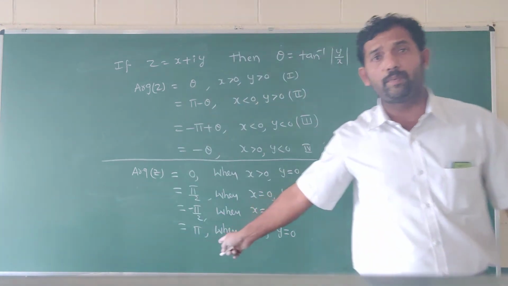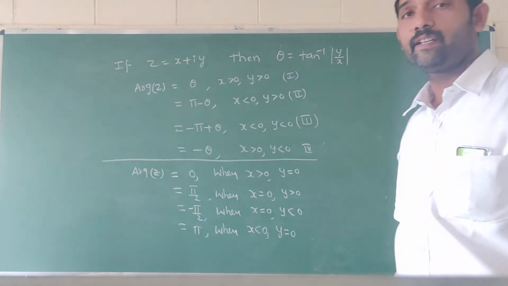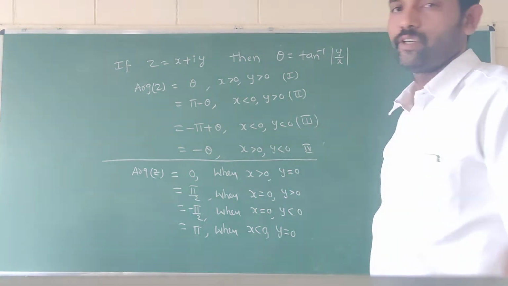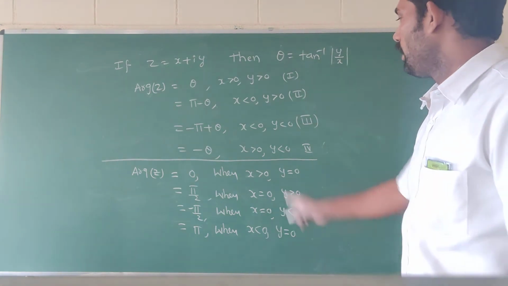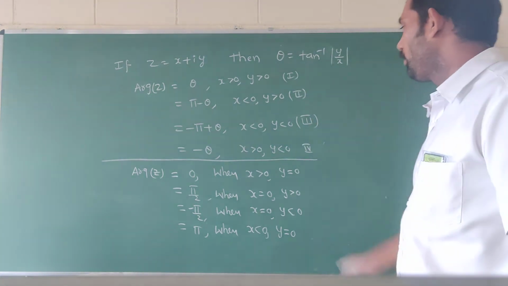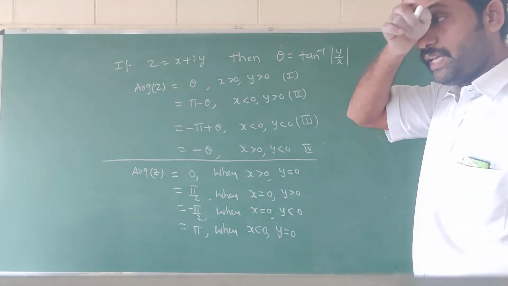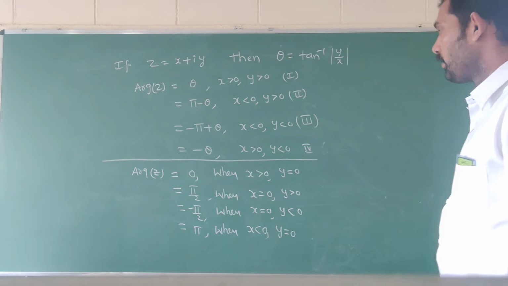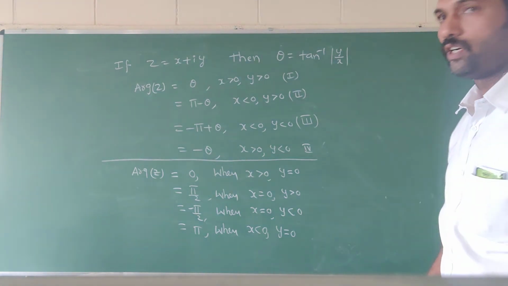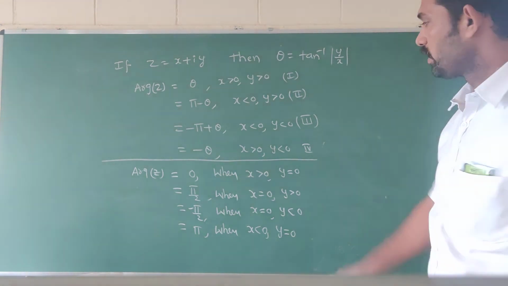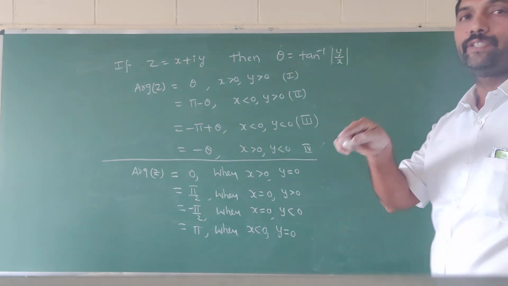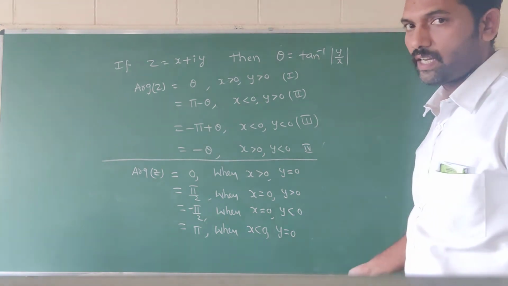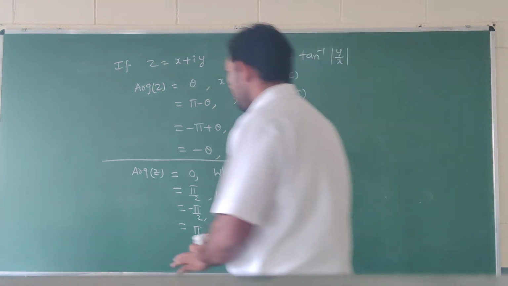So that is a new point. Argument of z is equal to 0 when x greater than 0, y is equal to 0. Next, argument of z is equal to pi by 2 when x equal to 0, y greater than 0. Next, argument of z is equal to minus pi by 2 when x equal to 0, y less than 0. Last point, argument of z is equal to pi when x less than 0, y is equal to 0. These are some of the shortcut points. Note down fast.